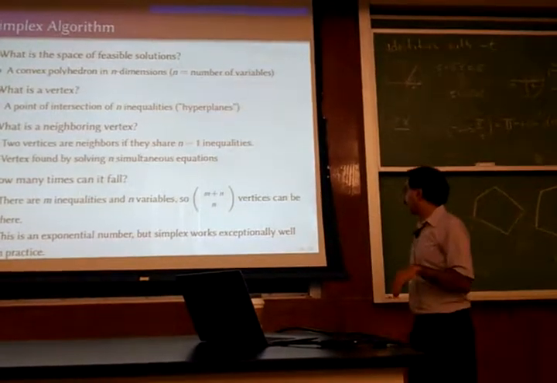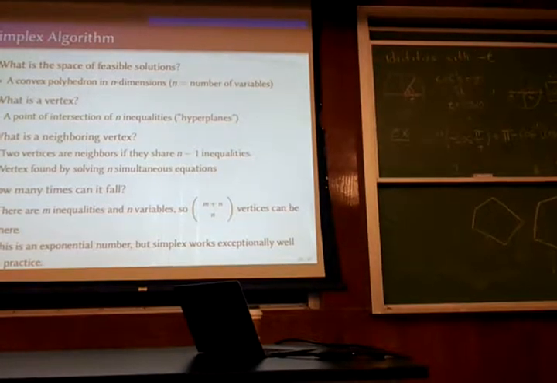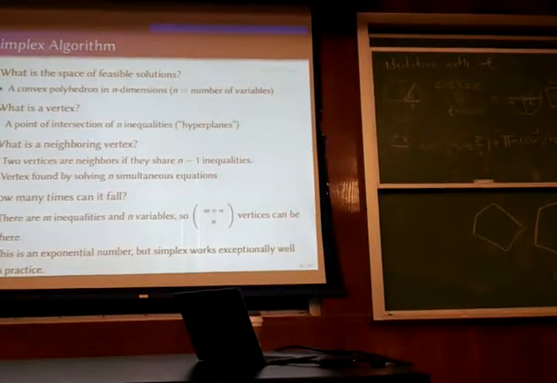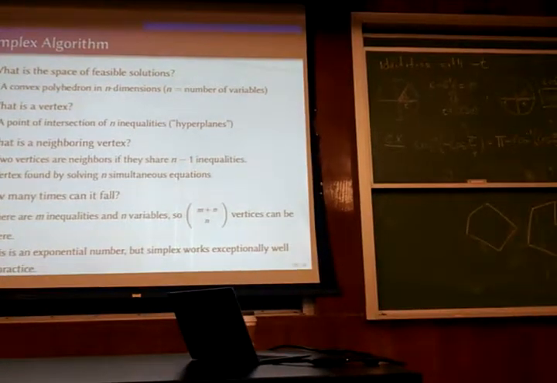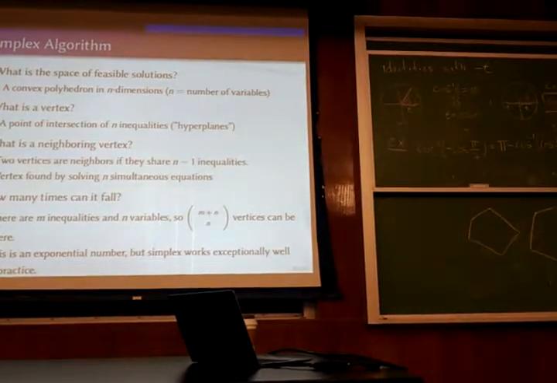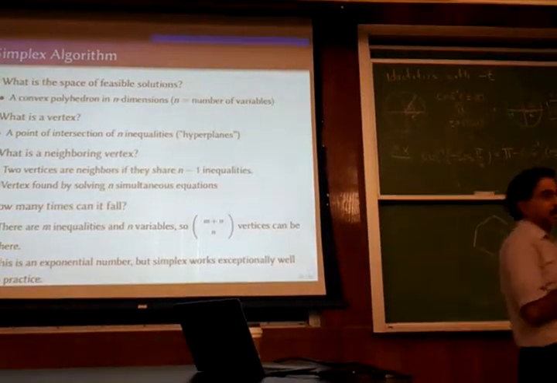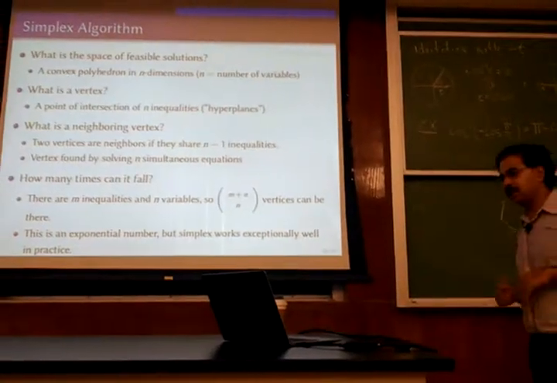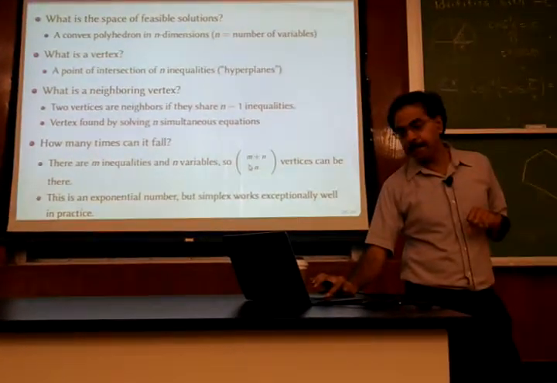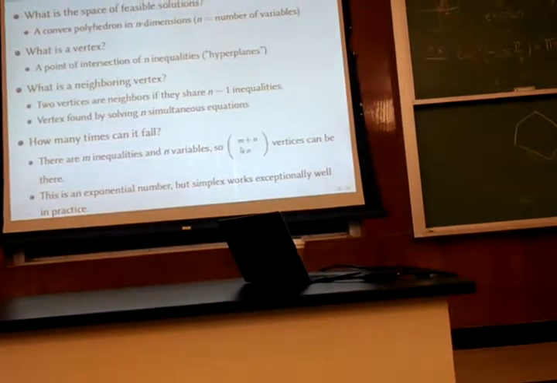So that is, of course, an exponential number, right? m plus n, you can see it's going to be m plus n factorial divided by n factorial whatever, right? So once you see factorials, you can see it's exponential, right? So there are an exponential number of vertices where it's exponential in the number of constraints, right? So it's exponential in the number of constraints and the number of dimensions.